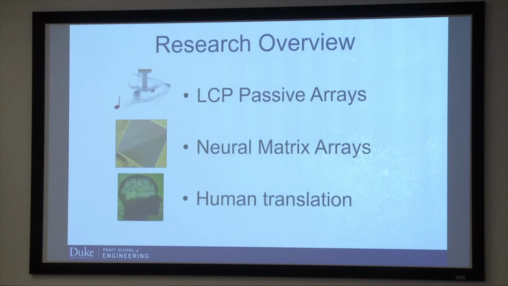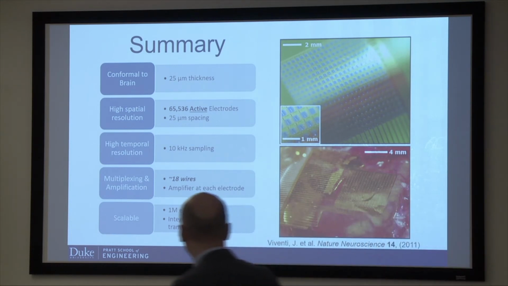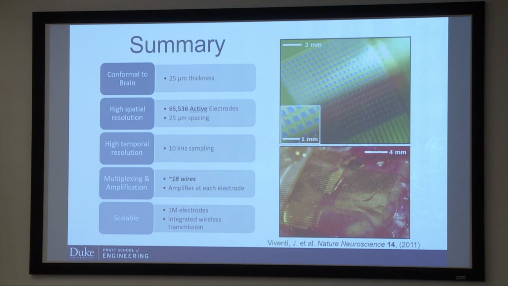So just to summarize, we're working on thin film flexible electrode arrays using liquid crystal polymer, as well as high-density multiplexed arrays we're calling neural matrix arrays, and then working to translate these technologies into human use. By incorporating active electronics inside the array, we can now make relatively thin devices, 25 microns thick, then incorporate up to 65,000 electrodes with a pitch as fine as 25 microns. And we can sample each of these electrodes at up to 10 kilosamples per channel.